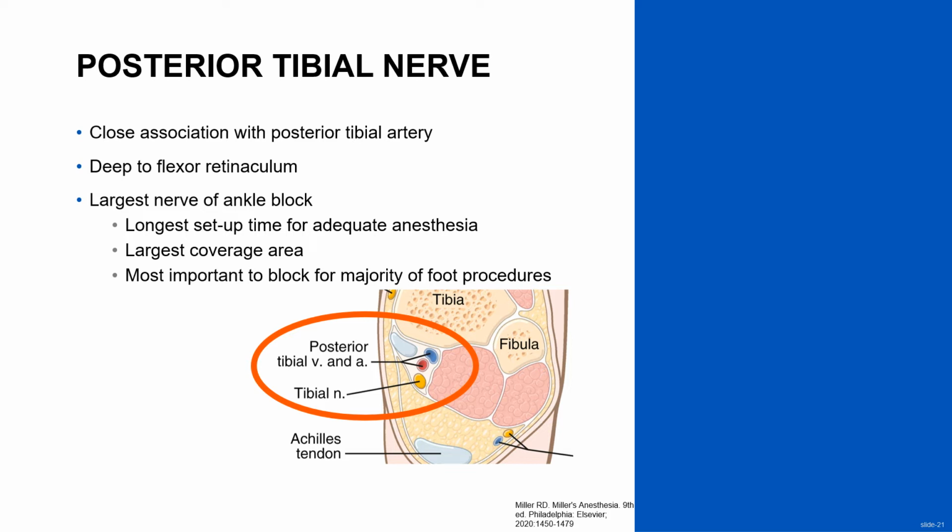In addition, the posterior tibial nerve is the largest nerve involved in an ankle block. This means that it has the longest setup time for adequate anesthesia. It has the largest coverage area, and in general, it's the most important nerve to block for the majority of foot procedures.